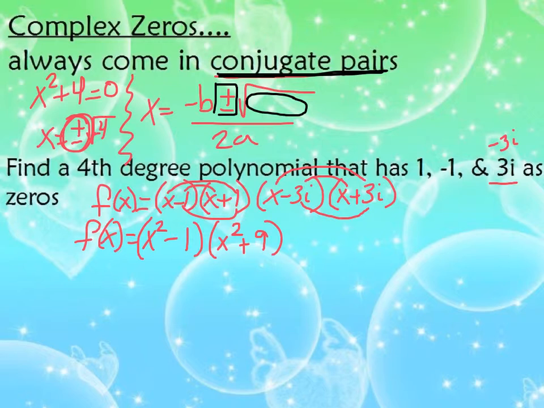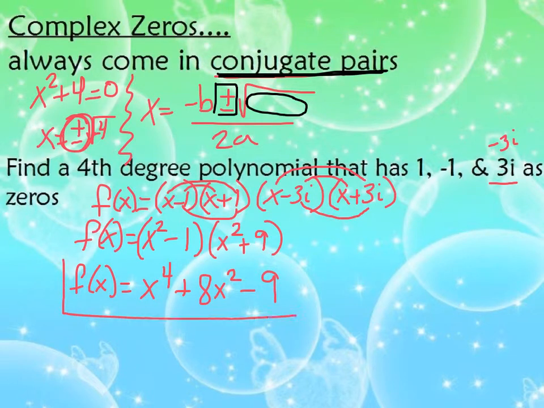All right, one more time. Let's FOIL that mess together. So x squared times x squared, plus we have a 9x squared for outer minus 1x squared for inner. So that's an 8x squared. And then minus 9 for the last. And that is our 4th degree polynomial that would have all of those as zeros.